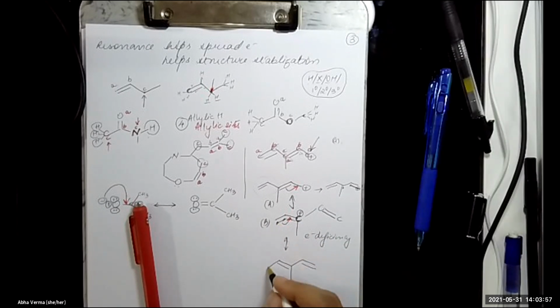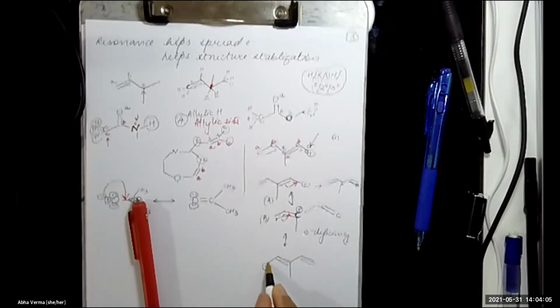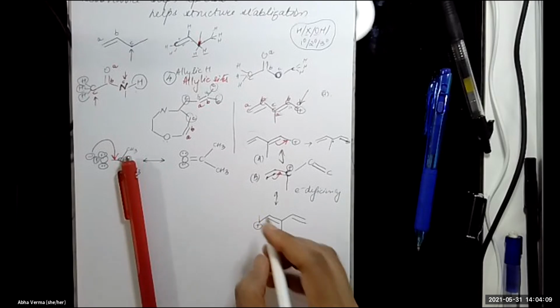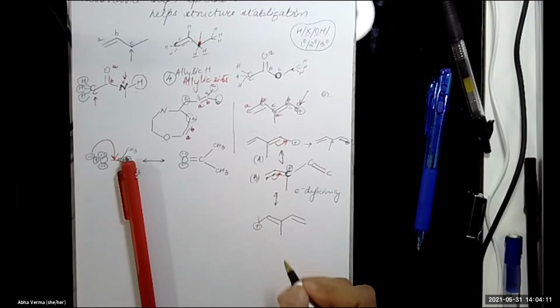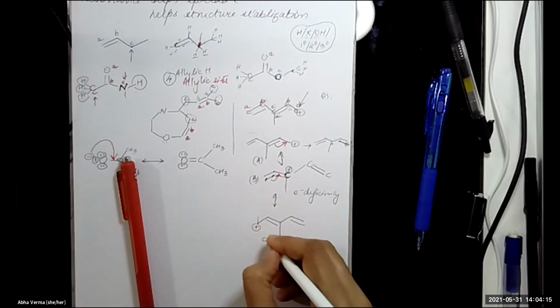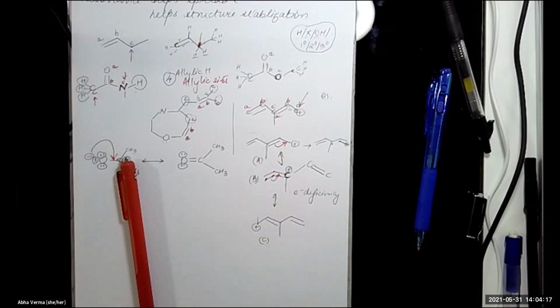And this electron will become unavailable, and a vacant orbital is created here at this particular site, and hence we say a positive charge has appeared. So we have 1, 2, 3 resonance structures.